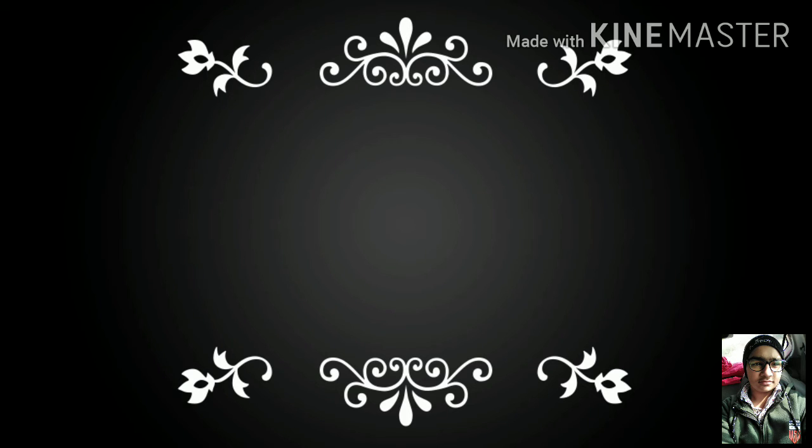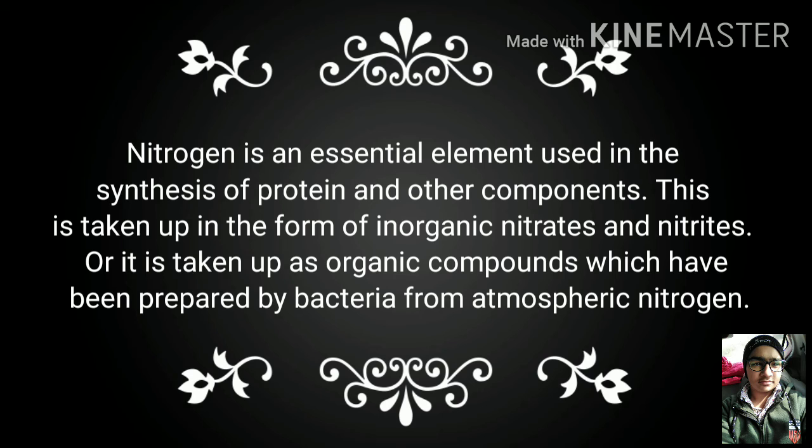Plants also need some other raw materials like nitrogen. Nitrogen is an essential element used in synthesis of protein and other components. This is taken up in the form of inorganic nitrates and nitrites, or it is taken up as organic compounds which have been prepared by bacteria for autotrophic nitrogen.